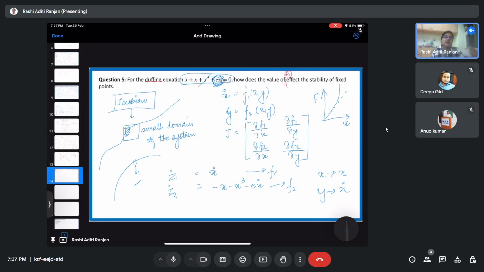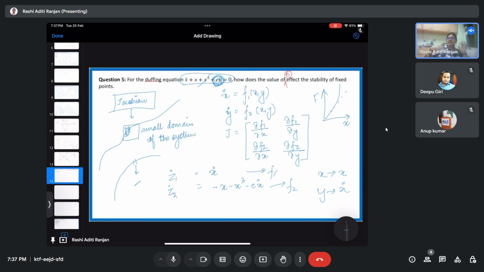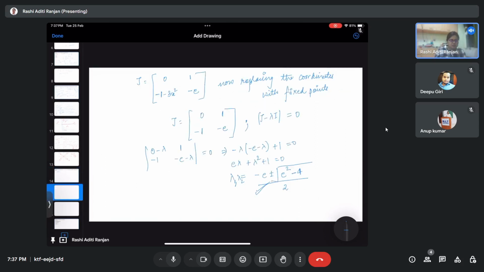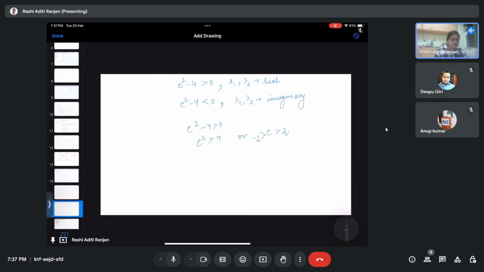However, since I am looking only at the linearized system, that effect could not be seen over here, because this x cube effect, I've already linearized. If you see the Jacobian here, is there any effect that could be seen of the x cube? There's no effect because we have already taken x as 0. The fixed point is 0 now. So the Jacobian is nothing but the same, right? So, yeah, essentially this is the thing.